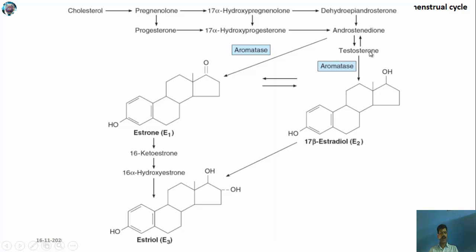Once testosterone is formed, it is converted into 17-beta estradiol. Then this 17-beta estradiol is converted into estriol by having one more hydroxyl group at this position. Or androstenedione is directly converted by the aromatase enzyme to form estrone. Aromatase is an enzyme which converts this ring into an aromatic ring. Three double bonds are present in this ring. That is the difference between testosterone and estrogen.